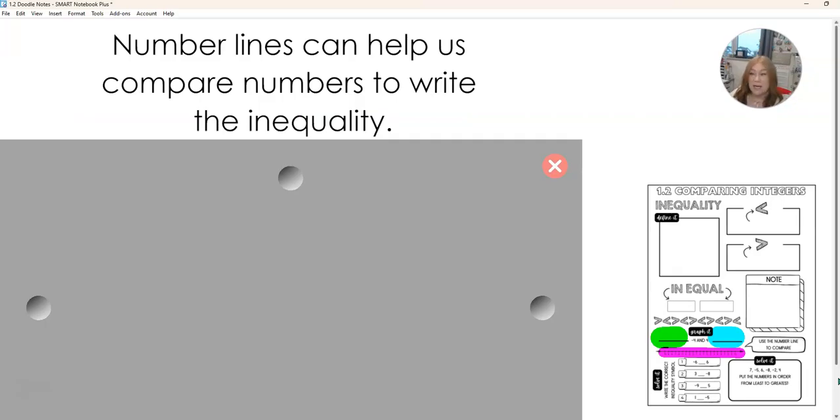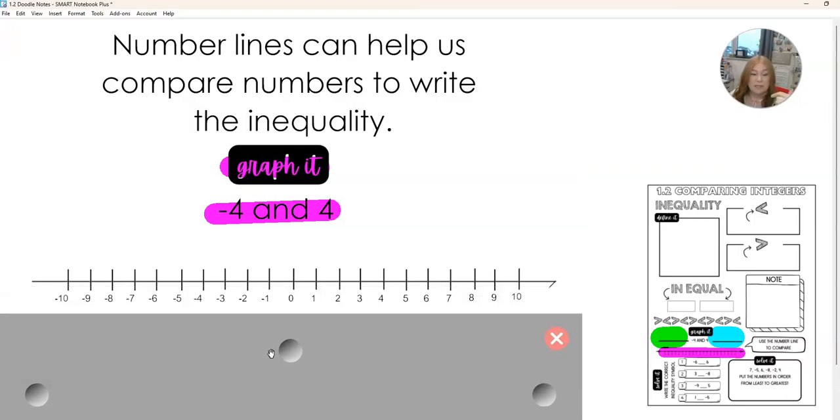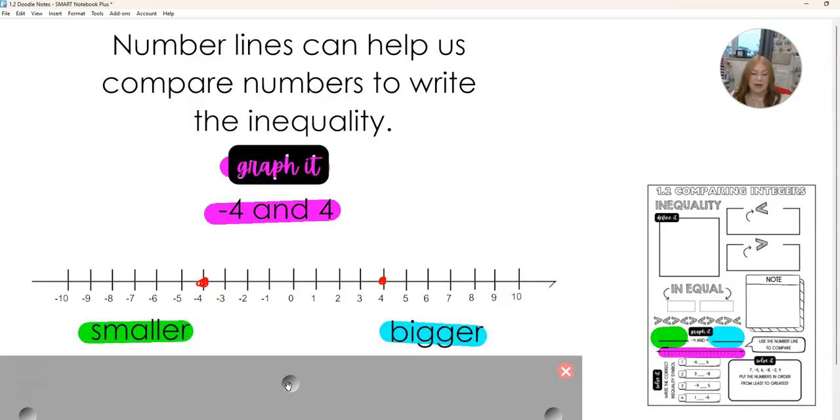So number lines can help us understand when numbers are bigger and smaller. We talked about number lines yesterday. So we're going to start with the numbers -4 and 4, and we want to graph those. We always start from 0. So -4 I know is going to go to the left and goes there, and then +4 goes here. So we can see those are opposites. They're both 4 from 0. So we went ahead and we graphed that.